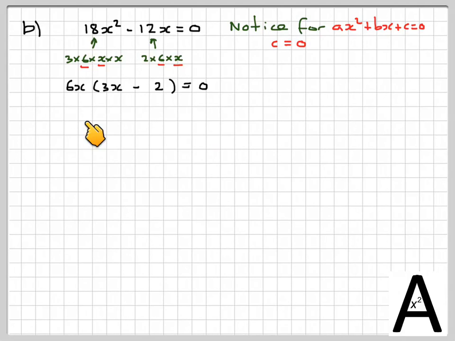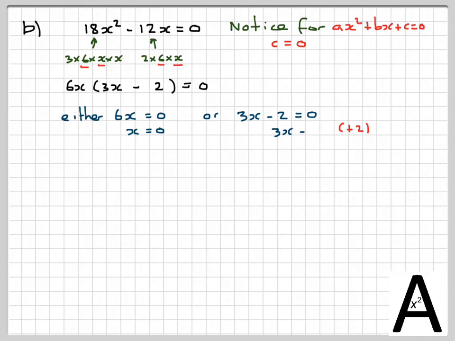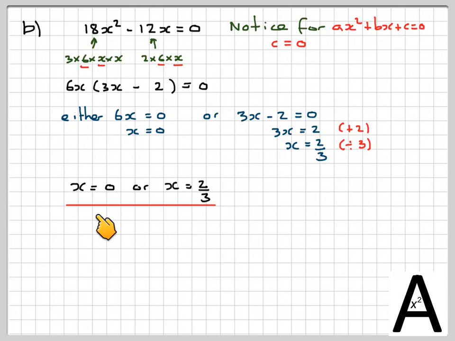So we've got the situation a times b, very simple this time. So either 6x is equal to 0, which means x is equal to 0, or 3x minus 2 is equal to 0. Adding 2, we get 3x is equal to 2. Dividing by 3, we get that x is 2 over 3. So we've got the answer, x is equal to 0, x is equal to 2 over 3. So when we've got this type, when c is equal to 0, we don't need to bother with the sum, product, sum, and factors.